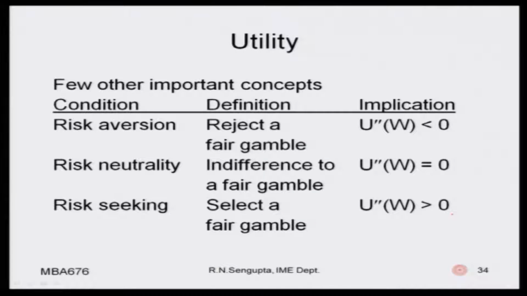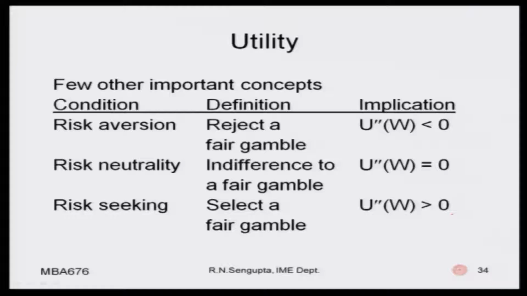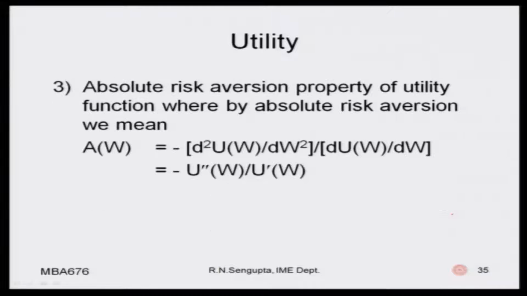Now, a few other important concepts which will be utilized later on. A risk averse person rejects a gamble. Gamble means basically an outcome which has two probabilistic trees or arms. So the implication is the double derivative is less than 0. For a risk neutral person, the double derivative is 0, and for a risk seeking person, the double derivative is greater than 0. That means a person rejects a fair gamble, is indifferent between a fair gamble, and the third case, risk seeking, is basically selecting a fair gamble.